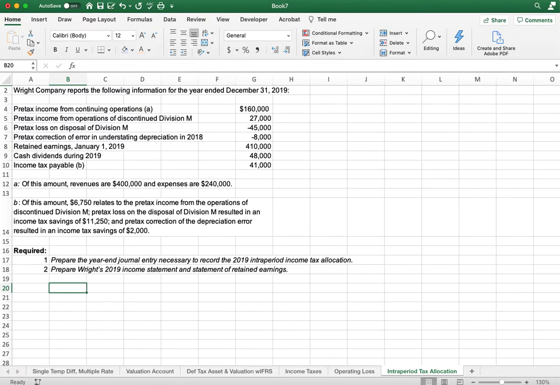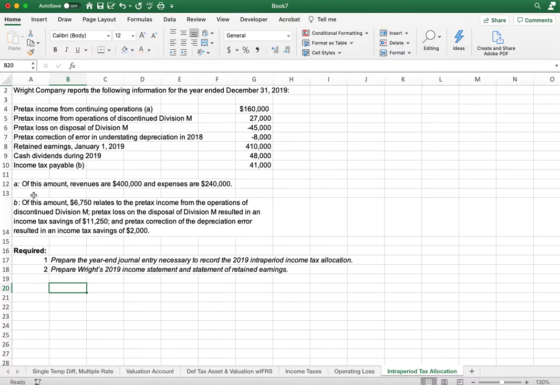Intraperiod Tax Allocation. Bright Company reports the following information for the year ended December 31st, 2019. Pre-tax income from continuing operations, with a little footnote that we'll read in a second. Pre-tax income from operations of a discontinued Division M. Pre-tax loss on disposal of Division M. Pre-tax correction of an error in understating depreciation in 2018.